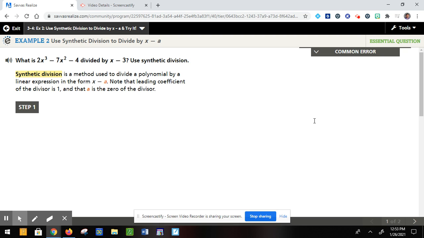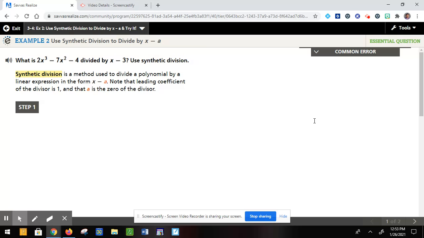All right, so synthetic division is another way to do this process. So you're going to get the same answer. You have the same goal of dividing a polynomial by another polynomial, but it's just another way to format it.